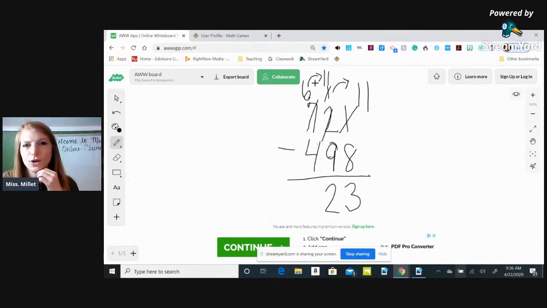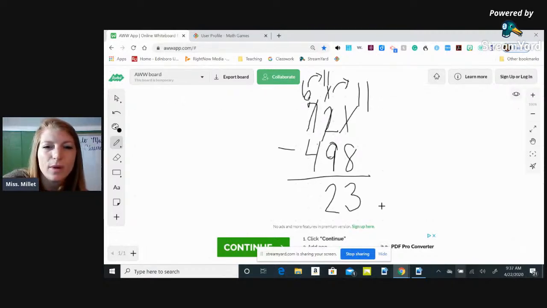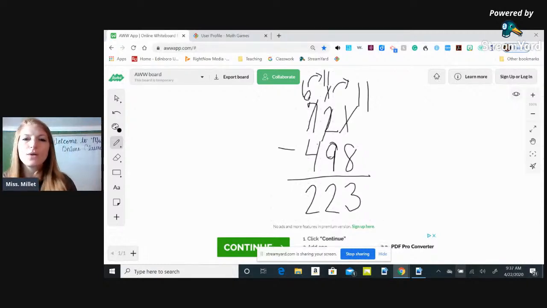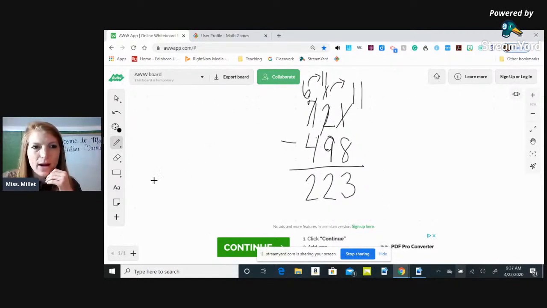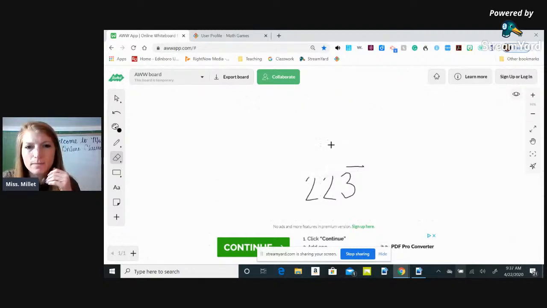Now I have 6 left over in my hundreds column. And now I have to take away 4 from it. 6 minus 4. And that answer should be pretty lickety split, which is 2. So our final answer to 721 minus 498 is 223. Very, very good. I hope you all solved that at home and you did it along with me. Very proud to see how far you've come or how much you're remembering.